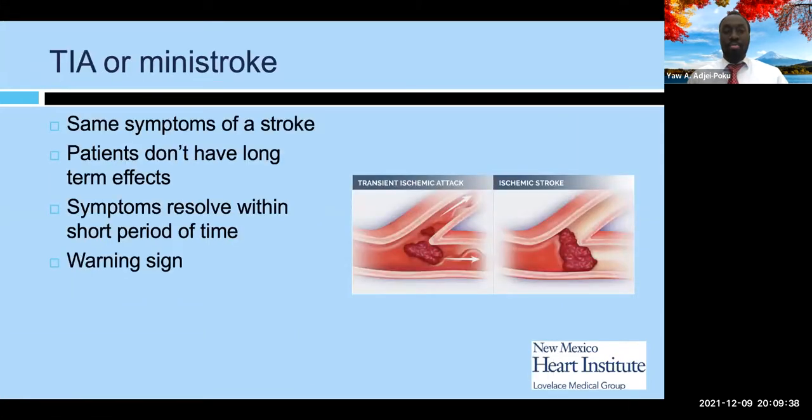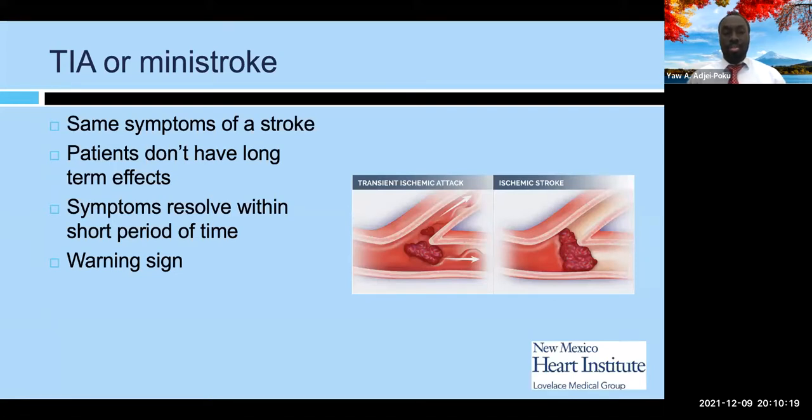Again, a TIA, or a mini stroke: patients can have the same symptoms of a stroke, and the difference is that the blockage isn't permanent. It forms and then can sort of leave and go elsewhere. But with the stroke itself, that blockage becomes permanent and blood isn't able to flow. With the TIA, the blood is able to flow again. So you may have symptoms and those symptoms go away, resolve. Patients don't have any long-term side effects. The symptoms resolve within a short period of time.